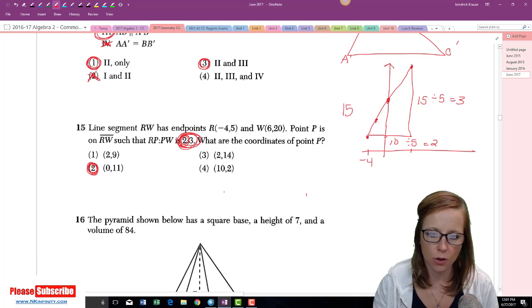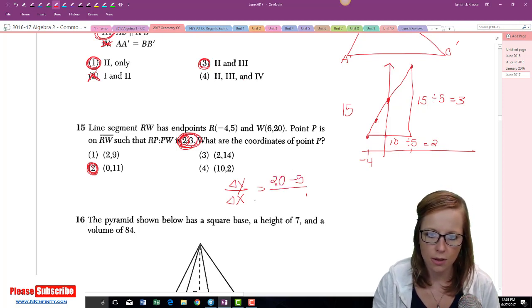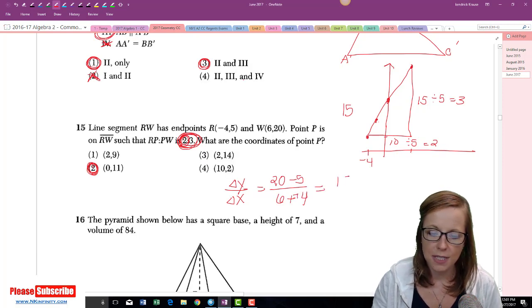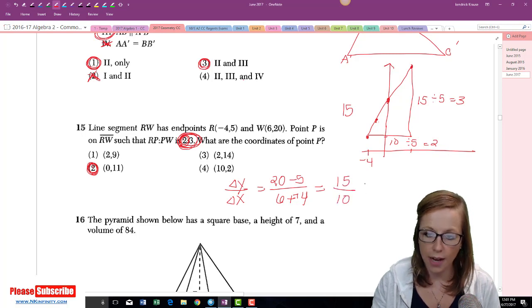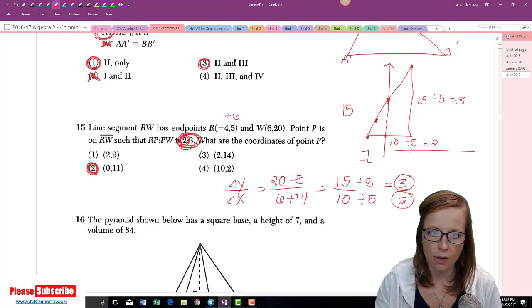The other way to do it is to figure out the whole slope, so change in y over change in x. And this is basically what we did here. You would do 20 minus 5 over 6 minus -4, that's a plus. So 15 over 10, and then you would divide, again, by 5, and you would get 3 over 2, and you would do that twice. You're adding 6 to the y coordinate, so plus 6, and you're adding 2 times 2, adding 4 to the x coordinate. That gets you 0, 11. You can do it both ways.